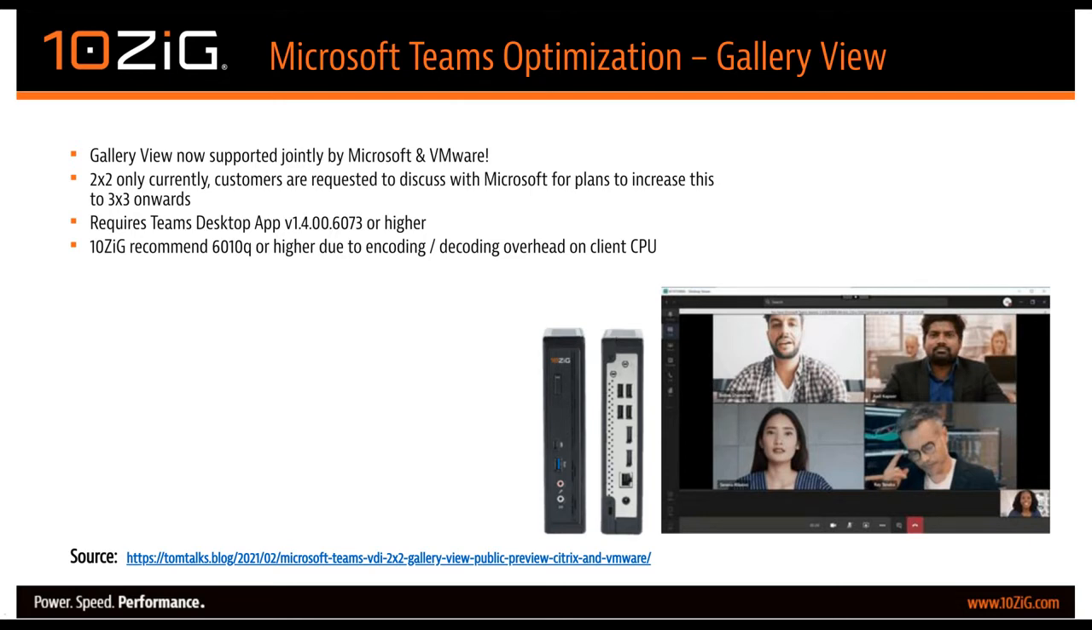And this is anticipated to increase over time by Microsoft and VMware as the overall load and quality is assessed. Now, it's also important to note that this feature enhancement comes directly by updating the Microsoft Teams app within the VDI desktop. So you're not required to update the Horizon components, either the Horizon client or the agent. It is just leveraged through a version update of the Teams desktop app. So do make sure, as listed here, that you're running at least 1.4.006073 or higher to leverage the gallery view.